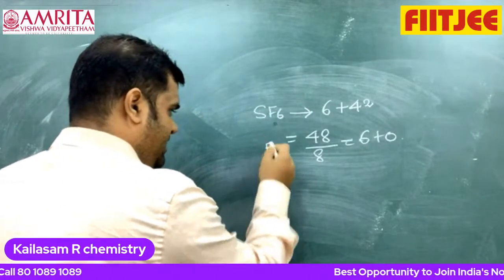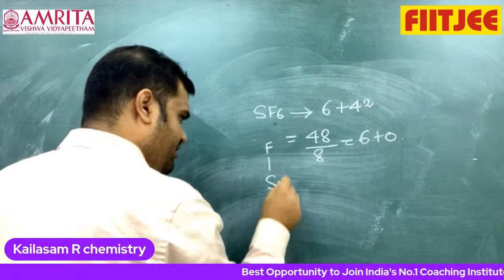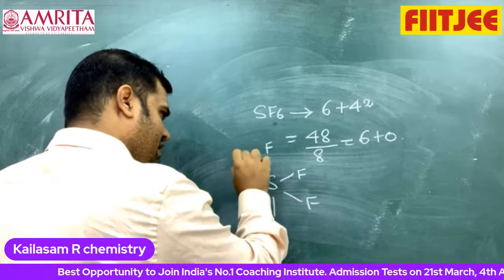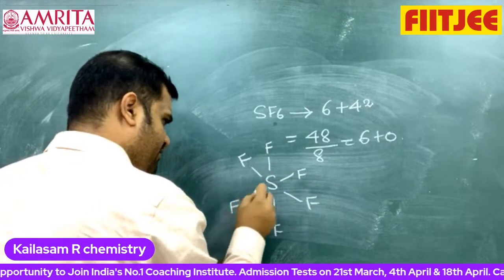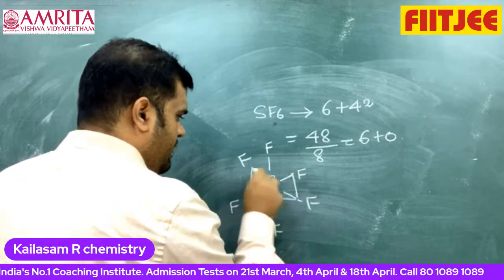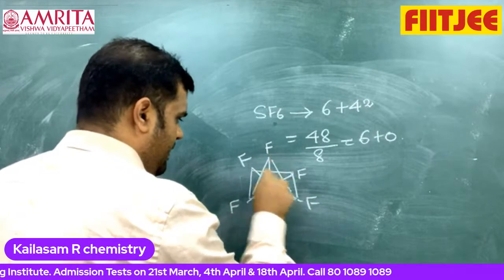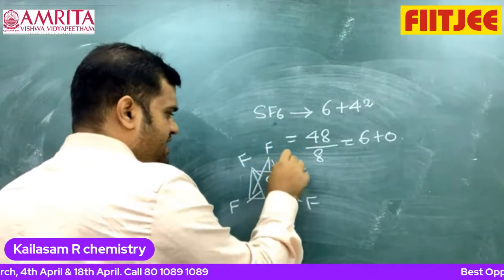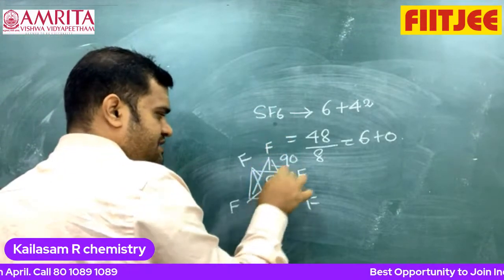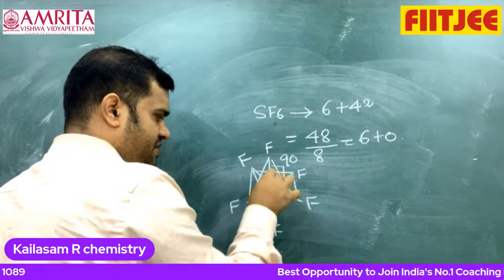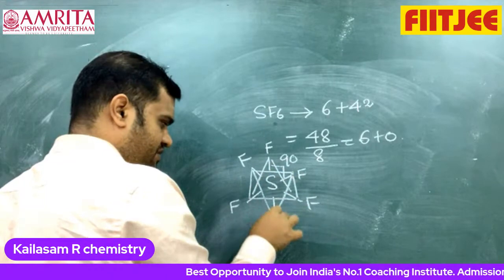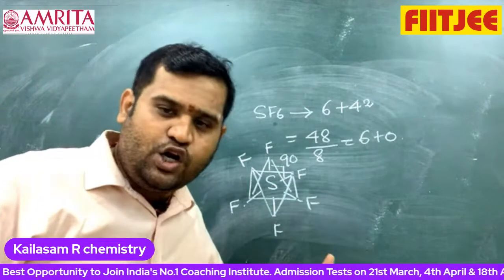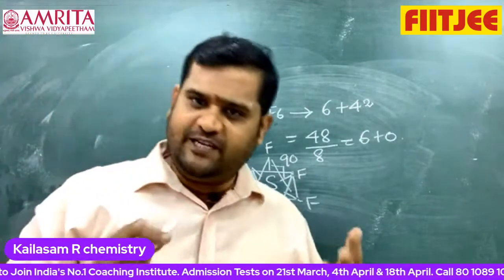Yes, look at this. That's all. So the bond angle is all 90. F, F, F, F, F, F. All bond angles are 90 degrees. It's called octahedral geometry.